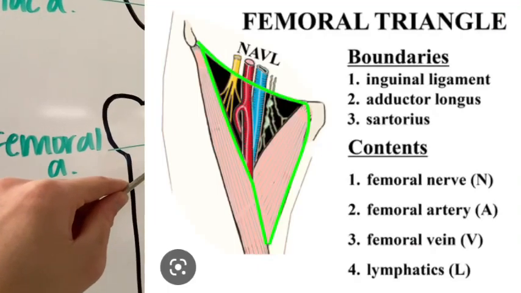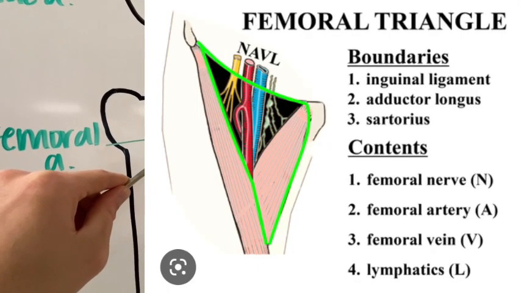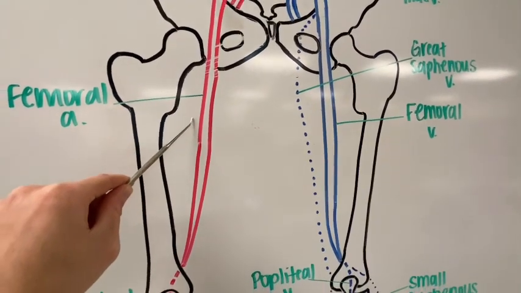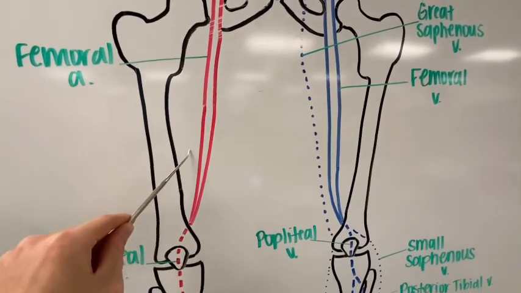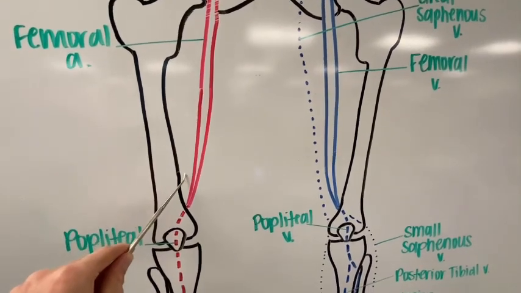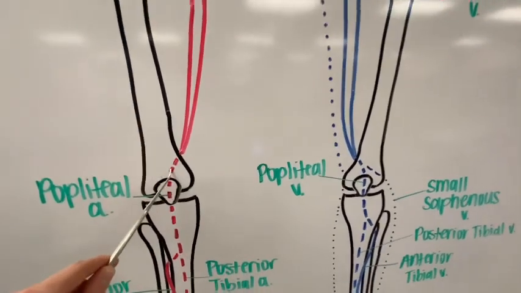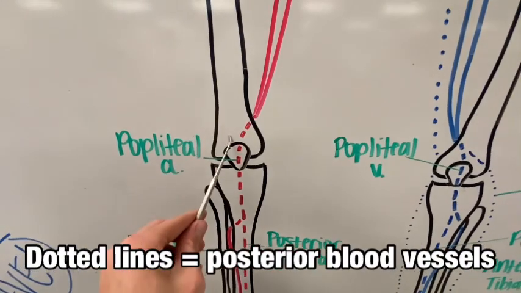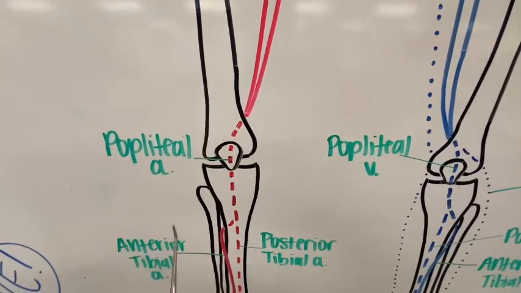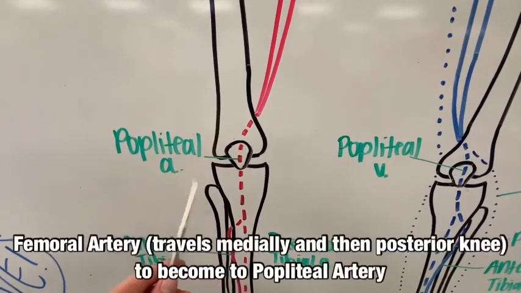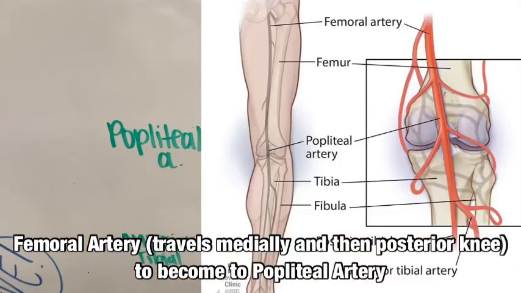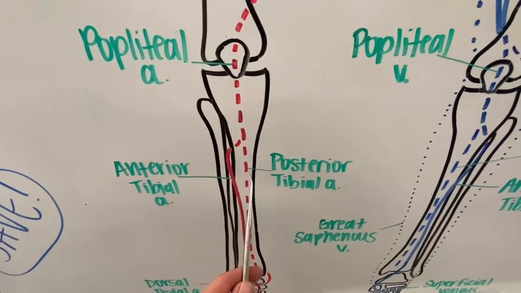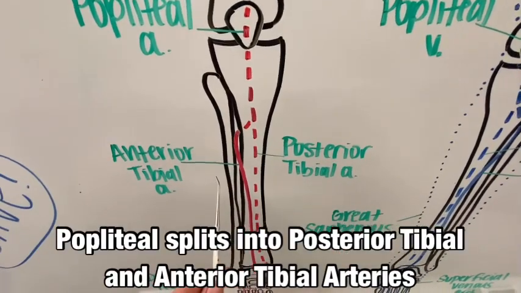Here's a picture of the femoral triangle, knowing that this is anterior. But as you come down, this artery is going to go medially and then posteriorly. You can see here the dotted lines represent posterior structures. So dotted line, popliteal artery would be the back of the knee. That comes down and splits again into the posterior tibial and the anterior tibial.